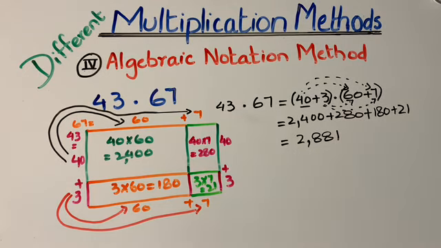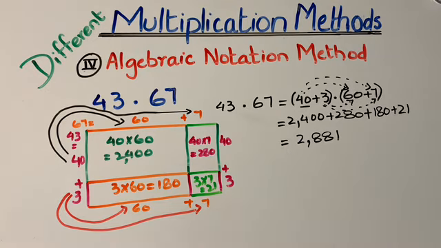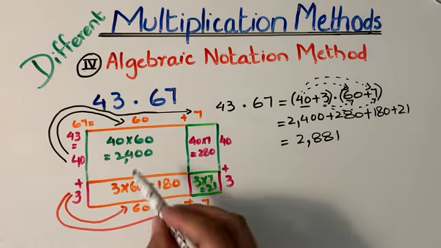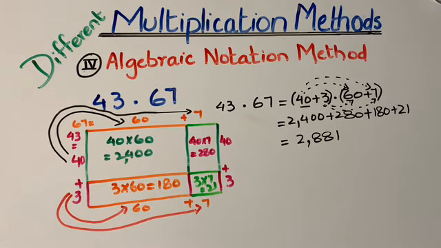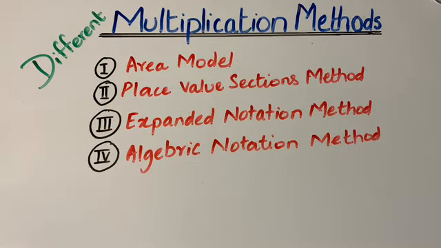In algebra we use this sign for multiplication, and in arithmetic we use this sign for multiplication. So there's not a big difference, and this is all about the algebraic notation method. In this video, we studied 4 multiplication methods: area model, place value sections method, expanded notation method, and algebraic notation method. Hope this will help you to understand what's going on in the multiplication process.